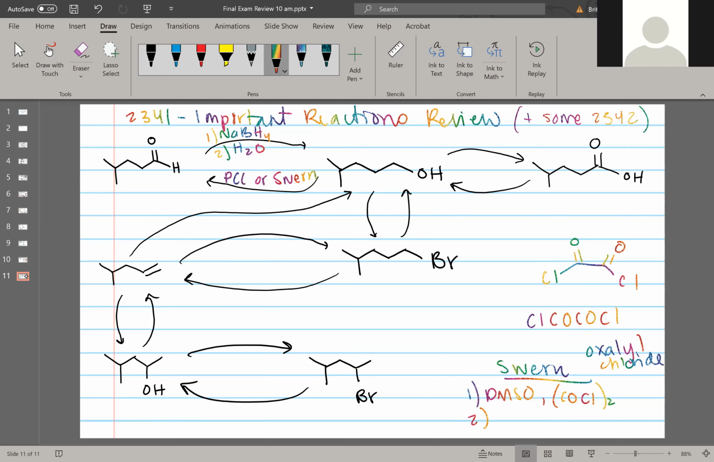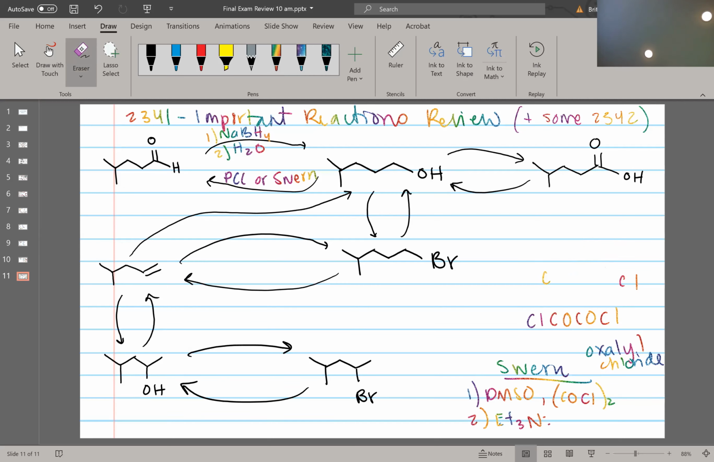Is it just water? No, we're looking for triethylamine. Okay. So I'm taking the time to write out these reagents because you need to be able to recognize them in a reaction.